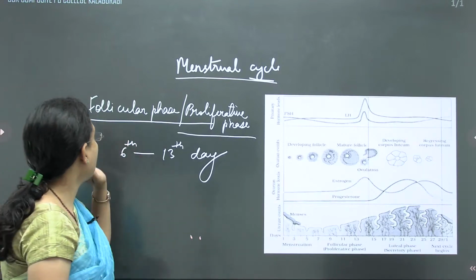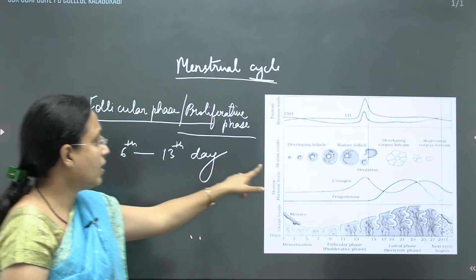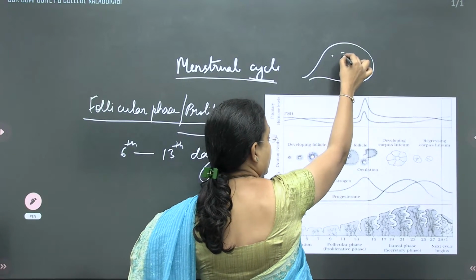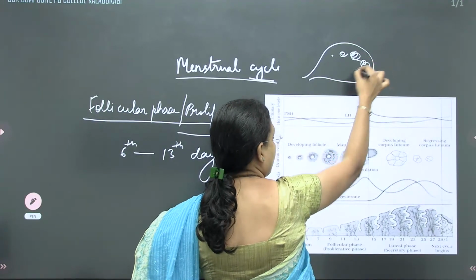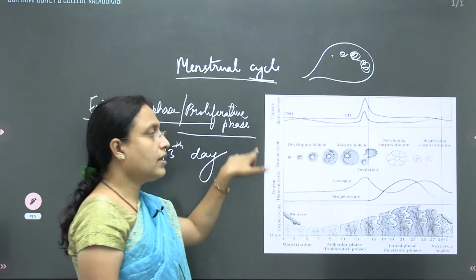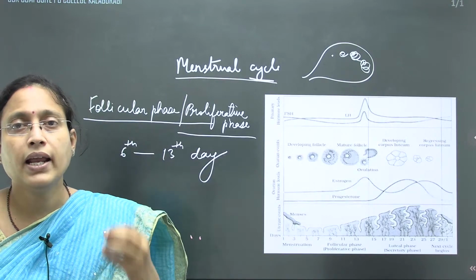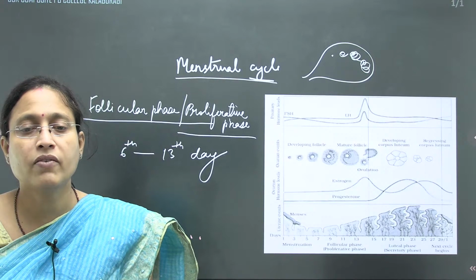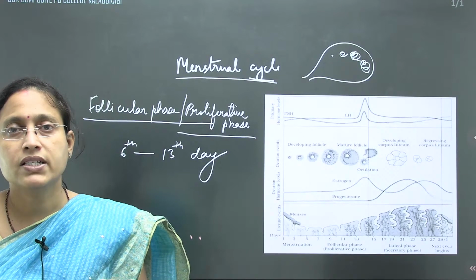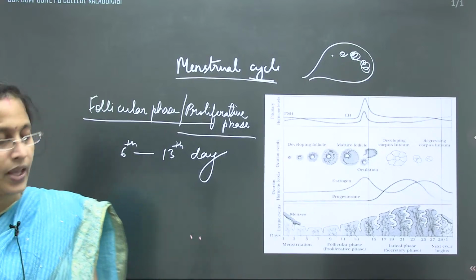Now, if you see this name, follicular phase, it is indicative of follicles. So these structures will be developing: primary, secondary, tertiary, and the Graafian follicle. These structures develop in the ovary, so it is an ovarian event. As the name indicates, during the follicular phase, the follicles will be developing and growing, from primary follicle to secondary follicle to tertiary follicle and Graafian follicle. The development or growth of follicles occurs during this phase.